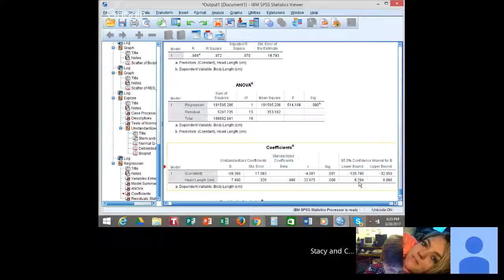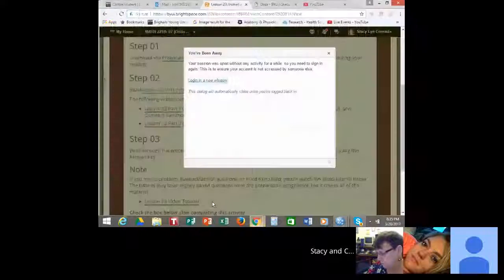And then the conclusion: we have sufficient evidence to suggest that there is a linear relationship between head length and body length on gharial crocodiles. And if zero is in the interval, then we would not have sufficient evidence of a linear relationship. That's just another way you can check that.